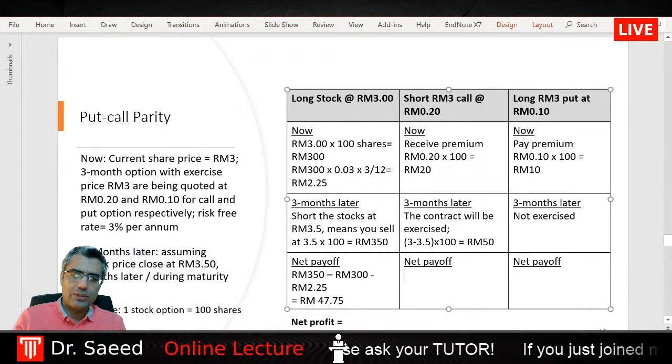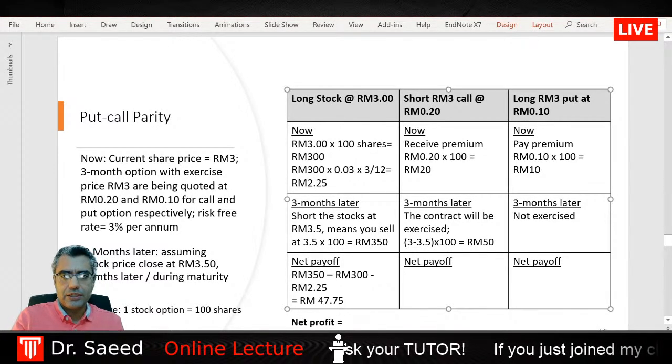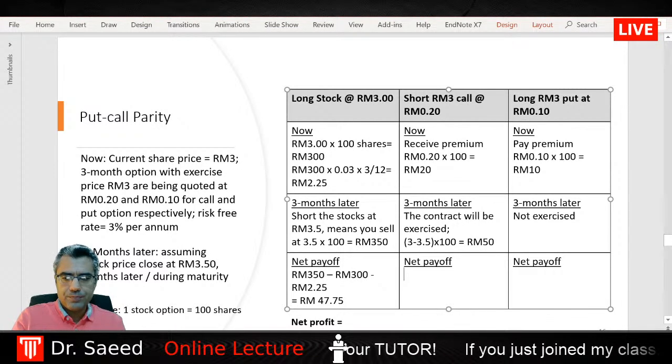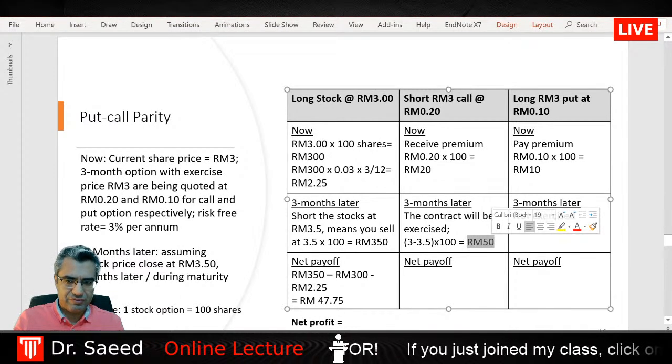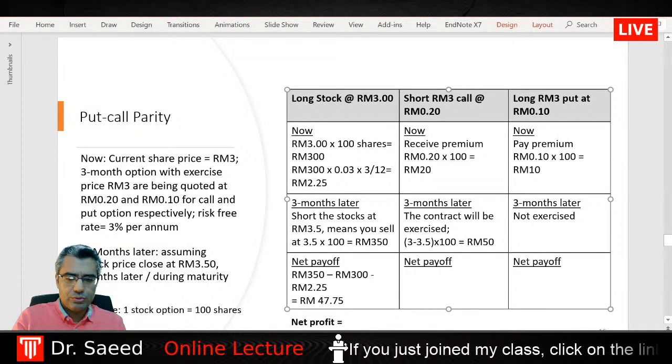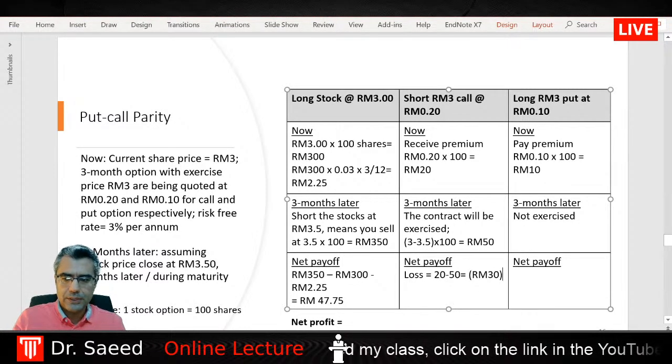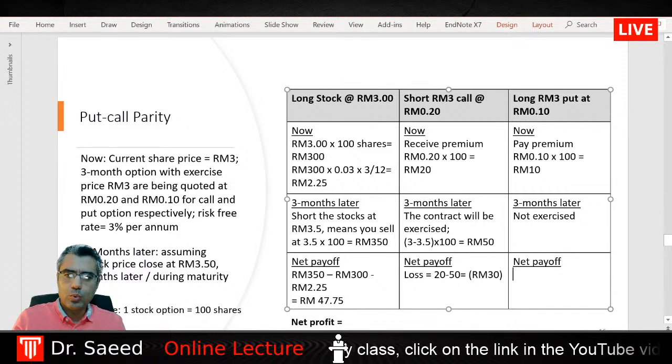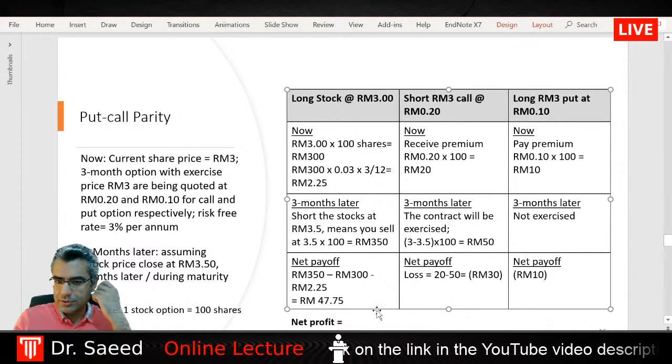Now, what about your net payoff for the short call? For the short call, your loss is 50 ringgit, but you received a premium of 20 ringgit. So your loss is 20 ringgit minus 50 means 30 ringgit. What about here? Here you won't exercise the contract. This means you will lose your premium, 10 ringgit premium, your loss.